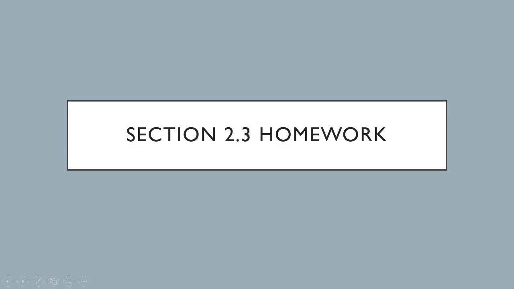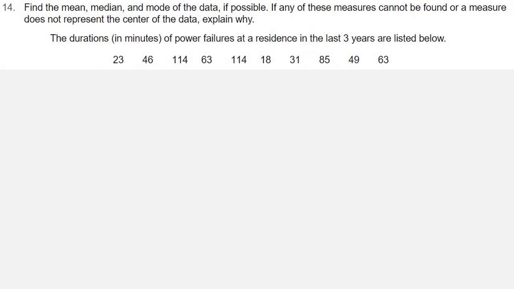We're looking at homework from section 2.3. This is question number 14. Find the mean, median, and mode of the data, if possible. If any of these measures cannot be found, or a measure does not represent the center of the data, explain why. The durations in minutes of power failures at a residence in the last 3 years are listed below.